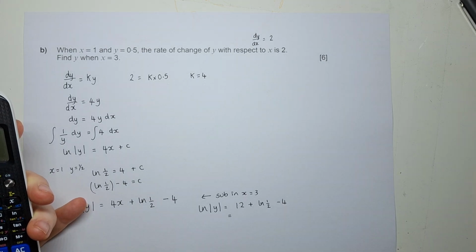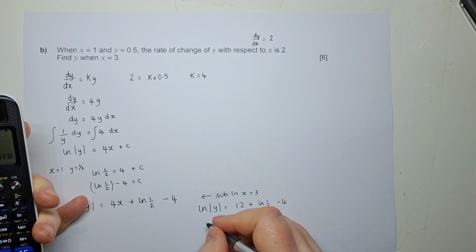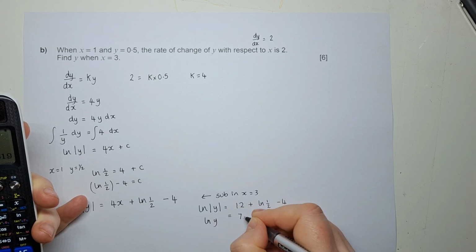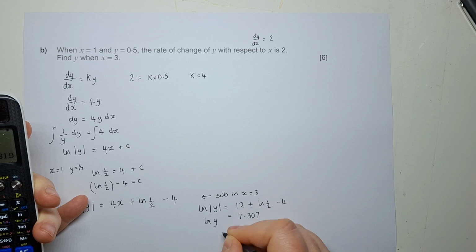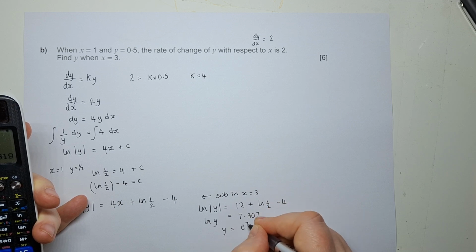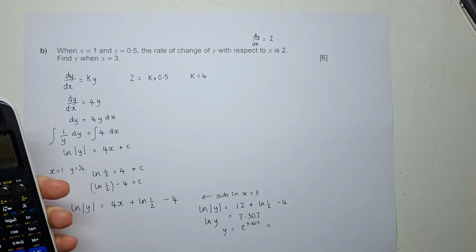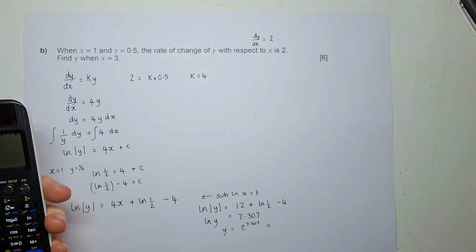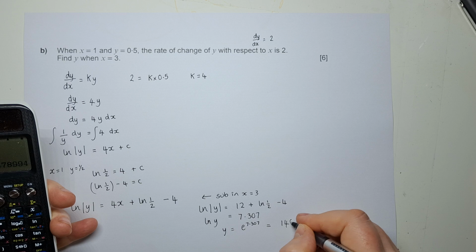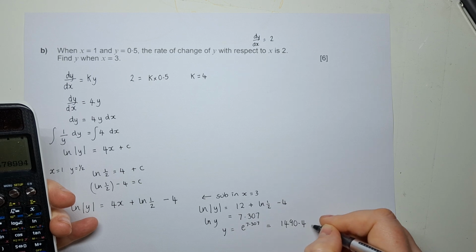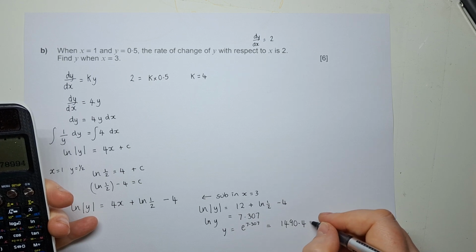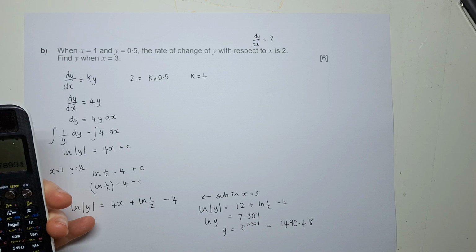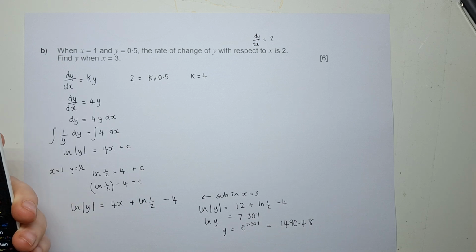Okay, I didn't say we couldn't use decimals, so we can try with decimals to start with. So that would be 8 plus ln a half is 7.306 or 307, and then we can e that side to get 1490.47 or 0.48. Let's not worry too much about the rounding at that point.